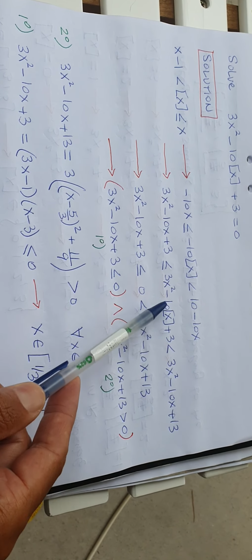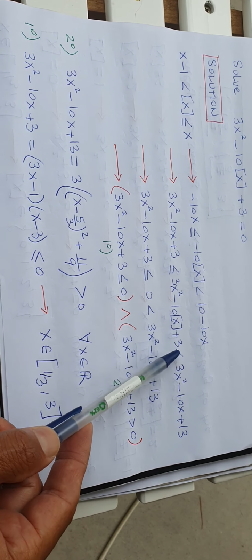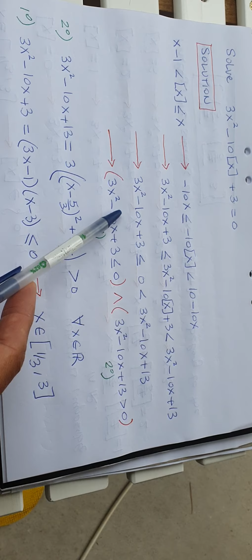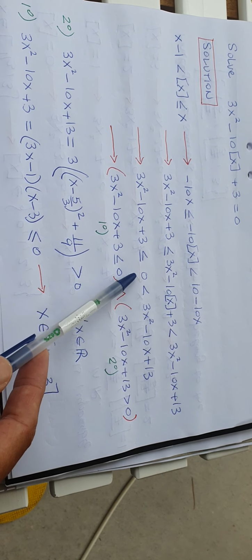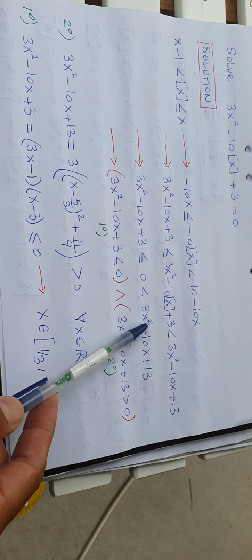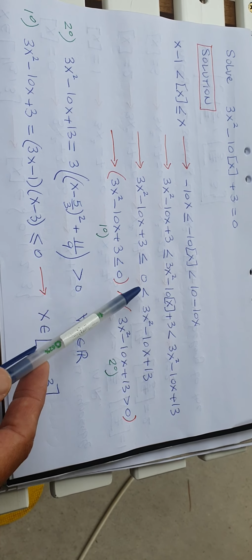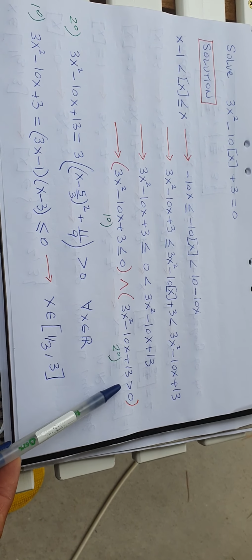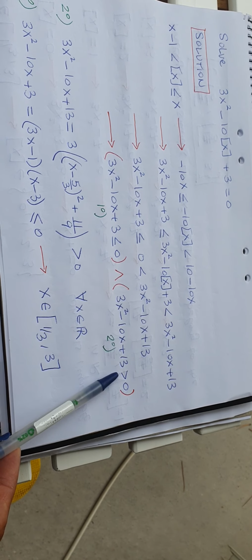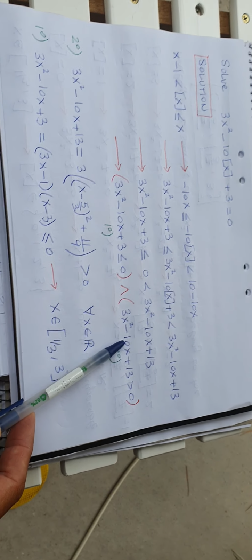And as you can see, in the middle we have our equation, so we can substitute the middle term by 0 because this is our equation. So we have this double inequality with 0 in the middle, which transforms into two inequalities. The first one is 3x squared minus 10x plus 3 less than or equal to 0. And the second one is 3x squared minus 10x plus 13, which is strictly greater than 0. And those two inequalities have to be satisfied at the same time.